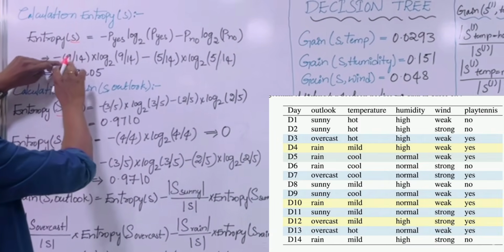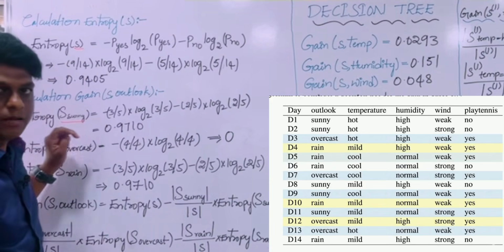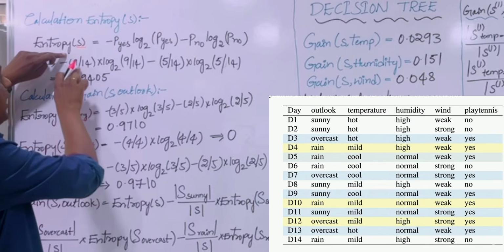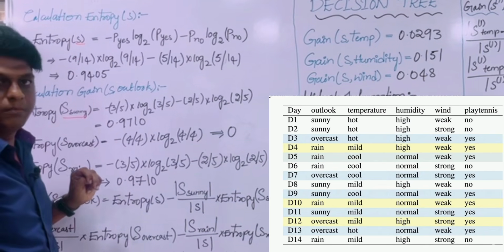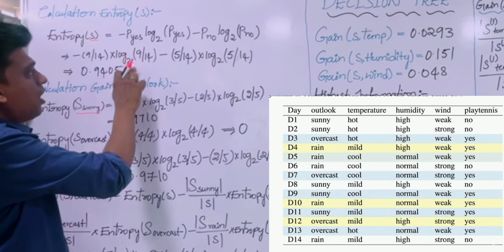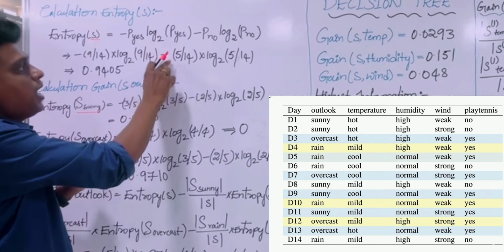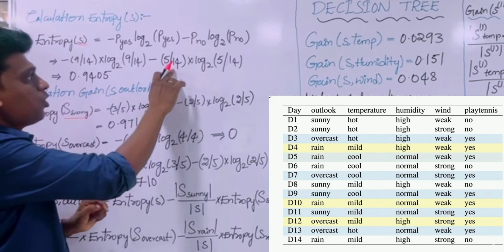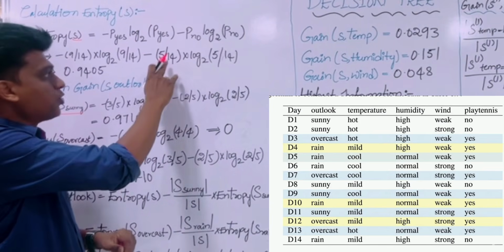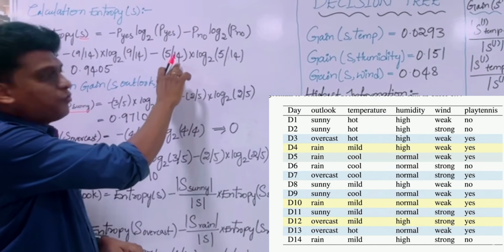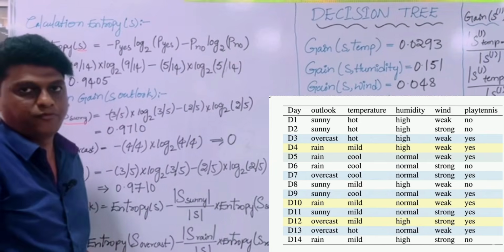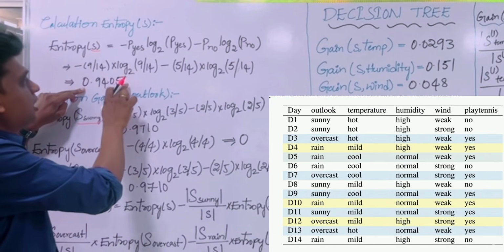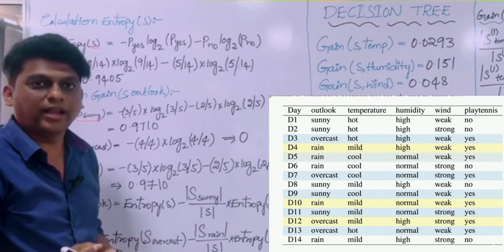Minus of this is 9 by 14. How does this 9 come from the total target variable? We count how many are yes: 9 divided by the total 14. So 9 by 14 log base 2 of 9 by 14, minus the probability of no, which is another proportion. How many no's are there? 5 no's, so 5 divided by the total 14 into log base 2 of 5 by 14. When you simplify this you get 0.9405. This is the overall entropy.